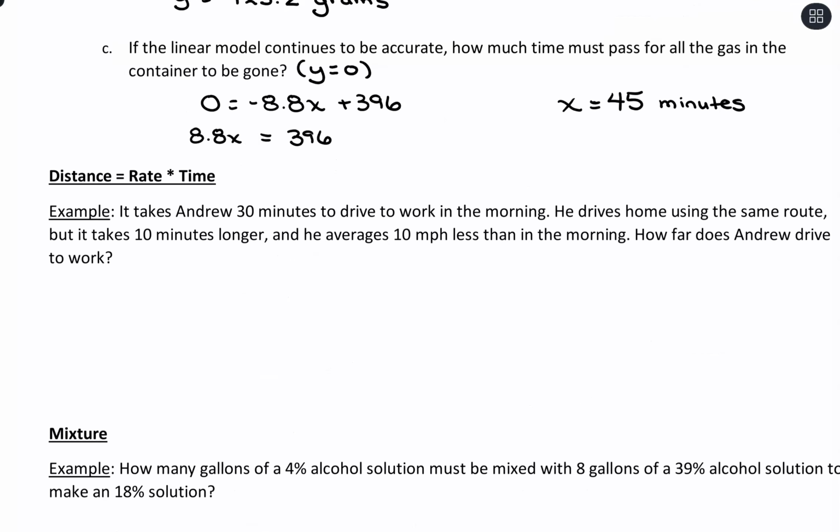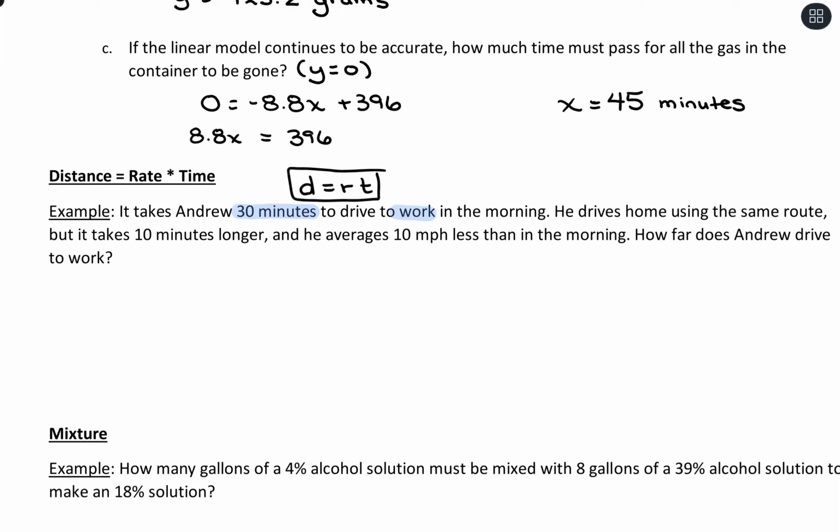Our next example here deals with distance equals rate times time, which we sometimes call the DIRT formula. So D equals R times T. And really there are so many iterations of this because you can solve for rate, you could solve for time, but it comes from this relationship right here. So this is going to come up throughout the term because it just comes up a lot in our word problems. So what we have here is it takes Andrew 30 minutes to drive to work in the morning.